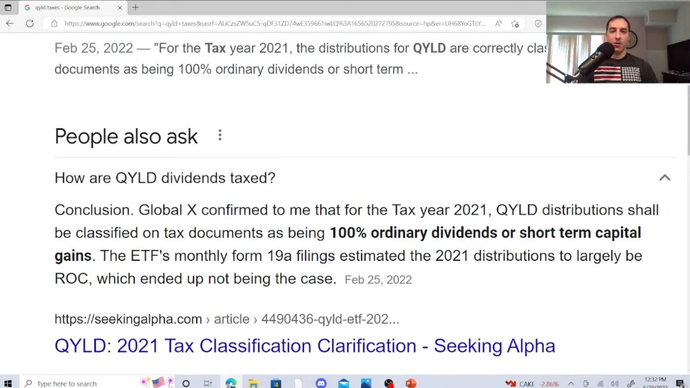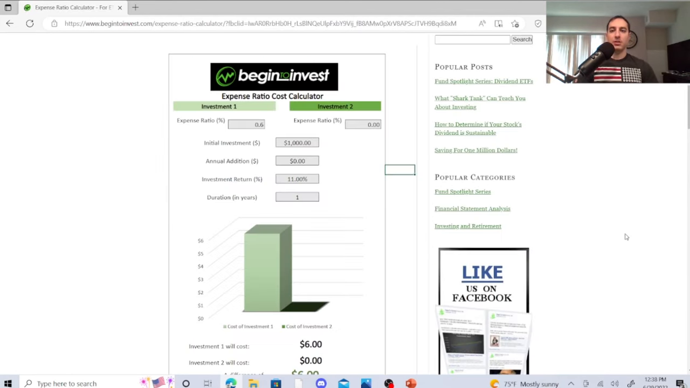So now we're going to look at the expense ratio of these guys. I'm on begintoinvest.com. These guys are actually a really good website for calculating expense ratios. I'm just giving some examples real quick. If I put in $1,000 and didn't add anything in a year, I would owe you $6.